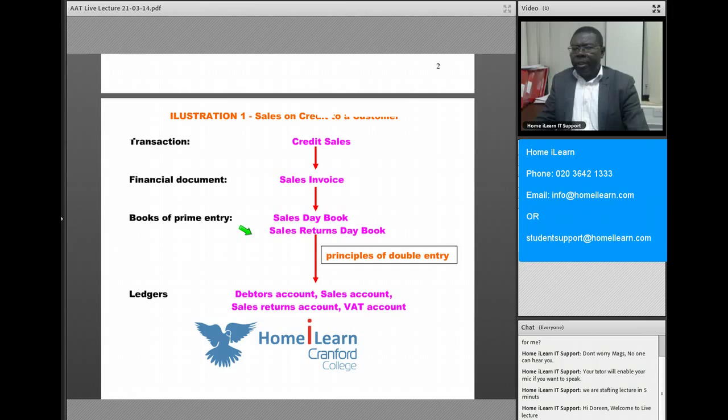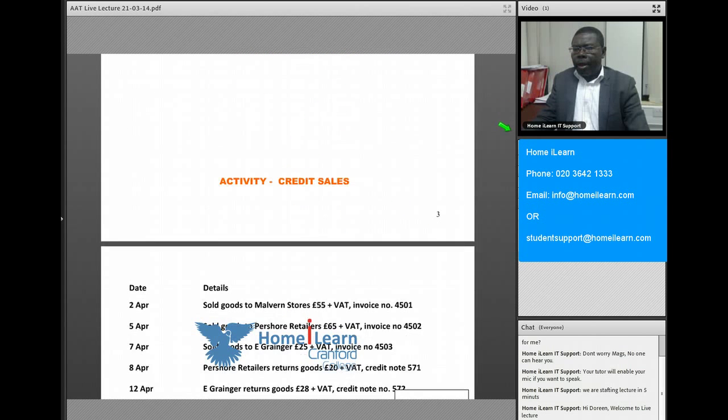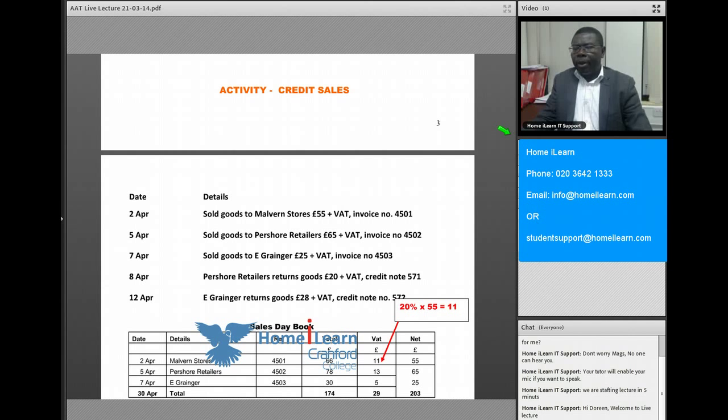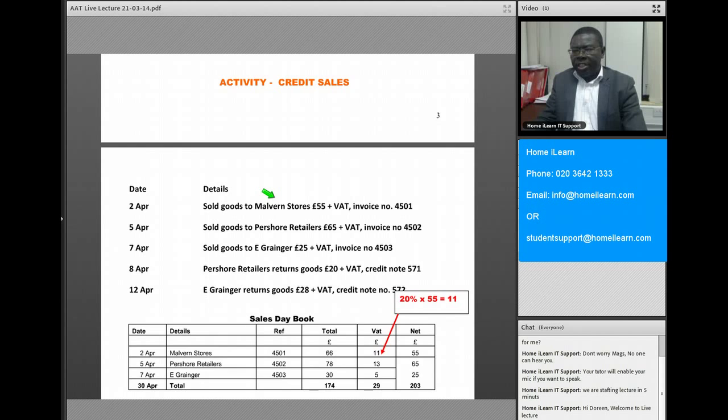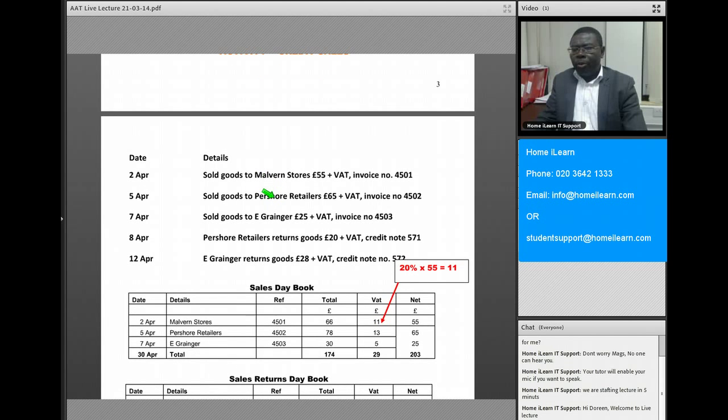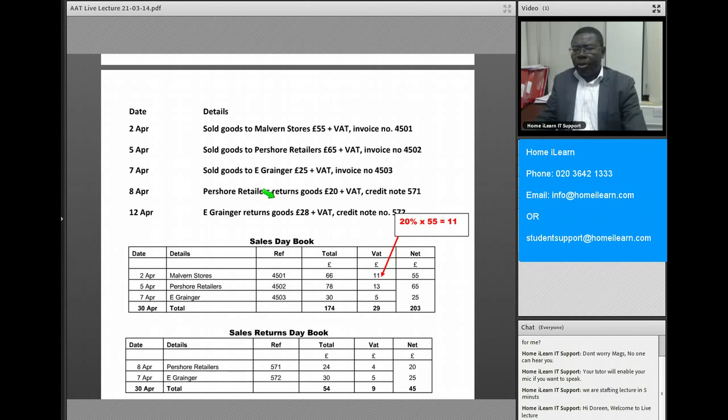Then once we've recorded in the sales day book and the sales returns day book, we will post from the books of prime entry into the ledger using the principles of double entry. So let's have a detailed look at an example here. In this activity we have about 5 transactions summarized. On the 2nd of April, we sold goods on credit, all credit sales, to Marvin stores, for £55 plus VAT. And I've shown how that will be recorded in the sales day book here for you.